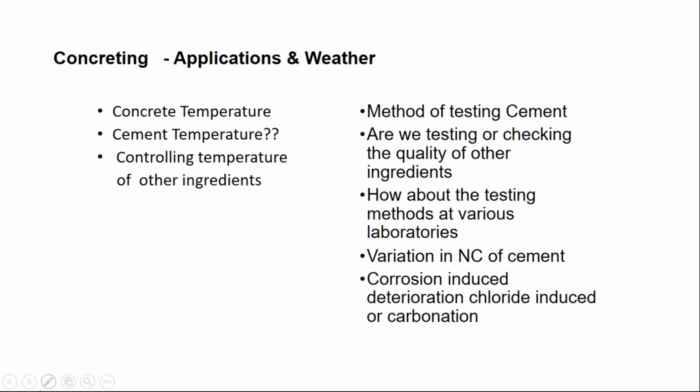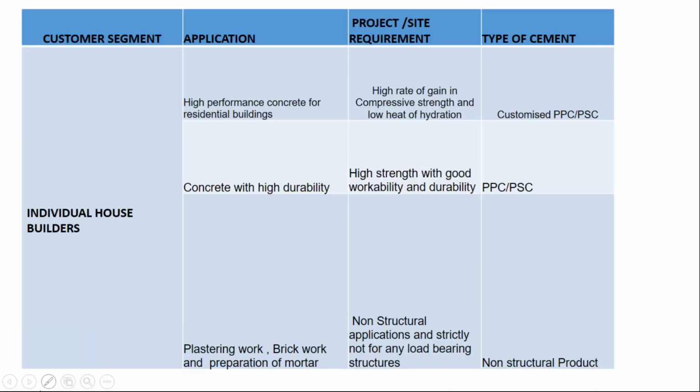And of course, the task does not stop by just selecting the type of cement. The quality of other ingredients, variation in NC of cement, normal consistency of cement, again determines. Many a times you will find that NC of cement is measured to give a broad idea of the water requirement, or maybe the kind of admixtures that has to be used, or things like that. So these are some of the things where the concreting applications and the weather conditions matter.